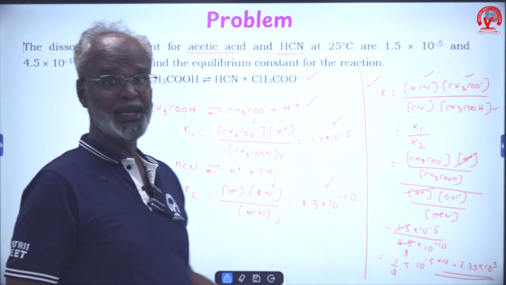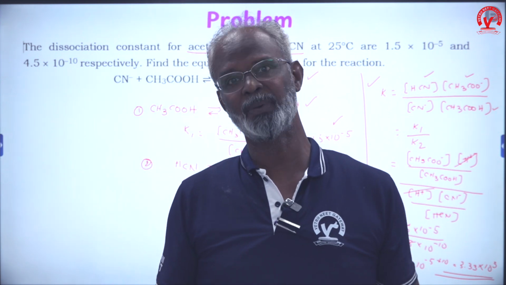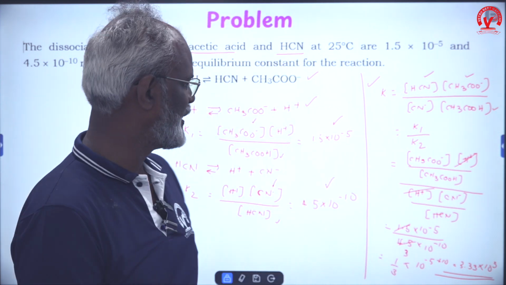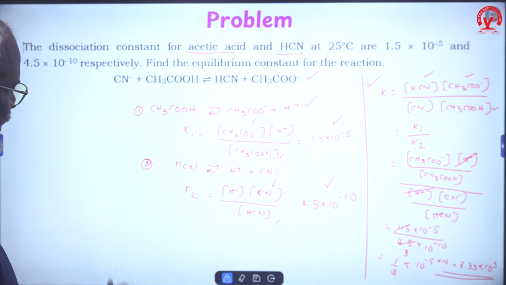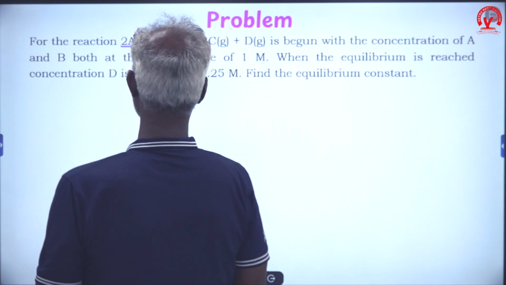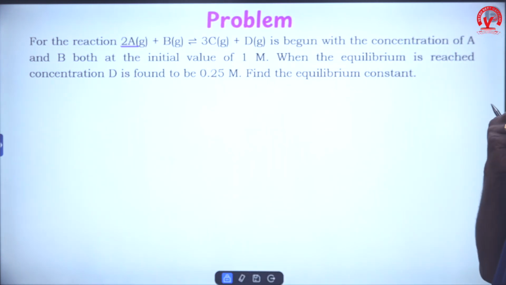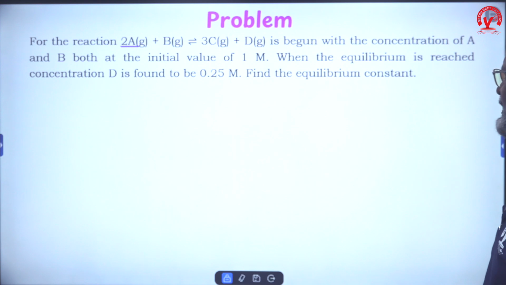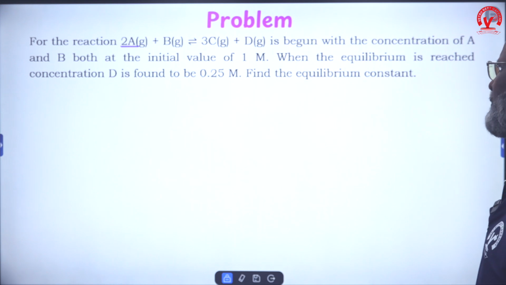So using the equilibrium constant expressions and the reversible equilibrium equations, you can manipulate and find out the equilibrium constant values. I think you have understood this. Now look at this example. For the reaction 2A plus B gives 3C plus D, we begin with the concentration of A and B both at the initial value of 1 M. When equilibrium is reached, the concentration of D is found to be 0.25.